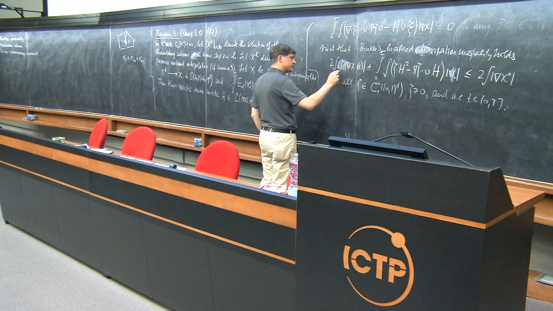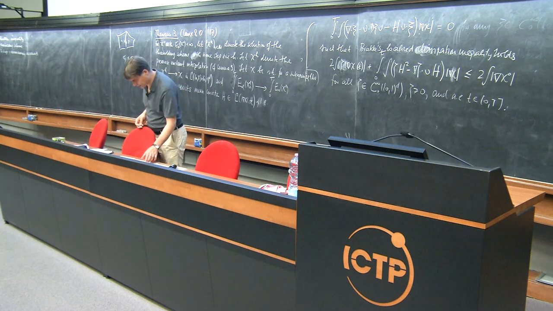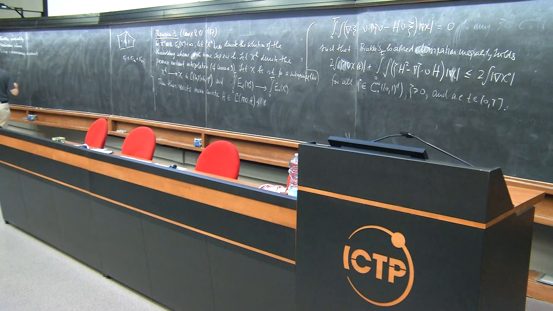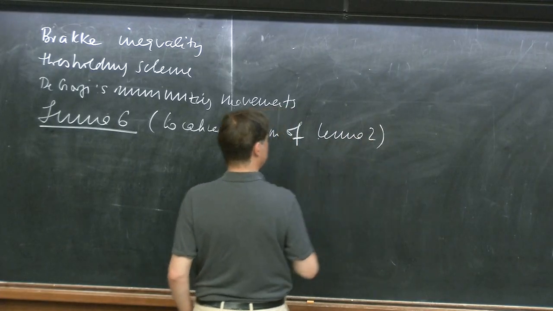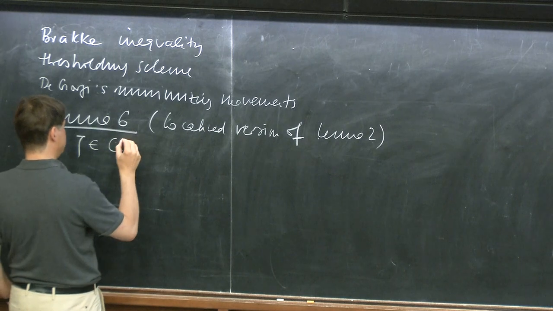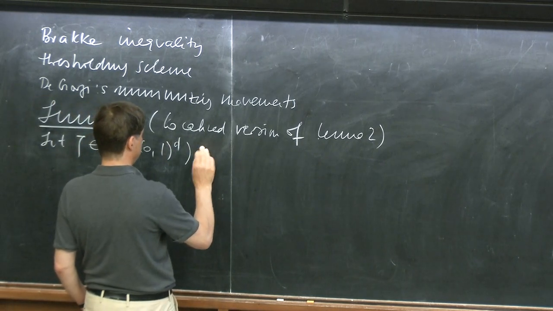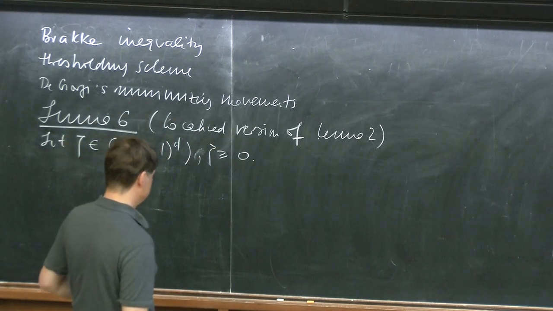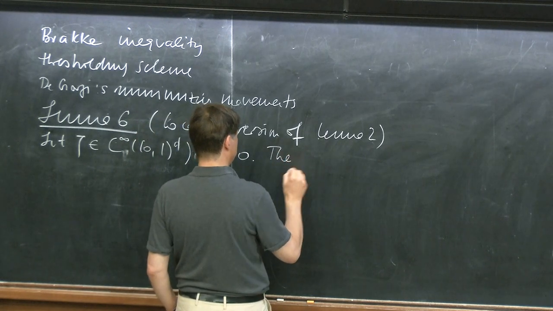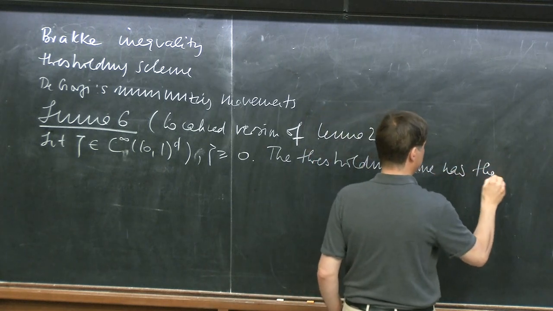We need a localized version of that one, something which holds for every zeta, and that's the next lemma, which is now lemma six. So that's a localized version of lemma two. We're given such a non-negative localizing function on the torus, since the torus is compact, I can omit this. Then the statement is: the thresholding scheme has the following minimizing movement property.